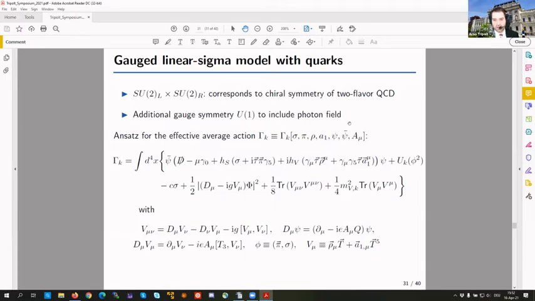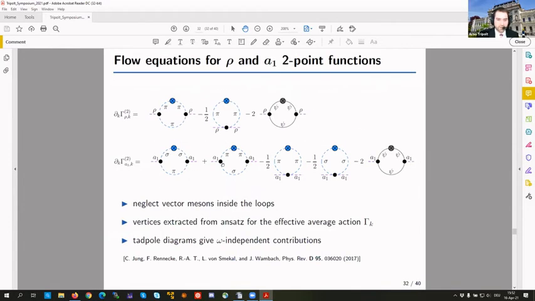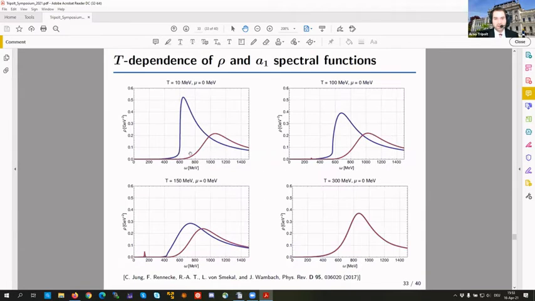And then we arrived at this Lagrangian or effective action, which I will, of course, not discuss in detail here. But you see, it's based again on the quark meson model with the introduction of these rho and A1 mesons and also of the photon field. So we then calculated spectral functions for the vector and axial vector mesons. So we first derived flow equations again for the two-point functions. We analytically continued these flow equations to real energies and then solved them numerically. And we arrived at these results here.